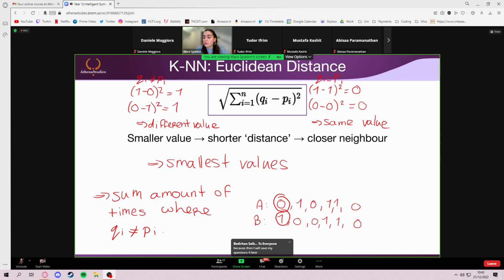Will we also do some practice questions on this? Yes, certainly. Yes, okay, that's good. You can save your questions for later. This formula is given on the cheat sheet though.